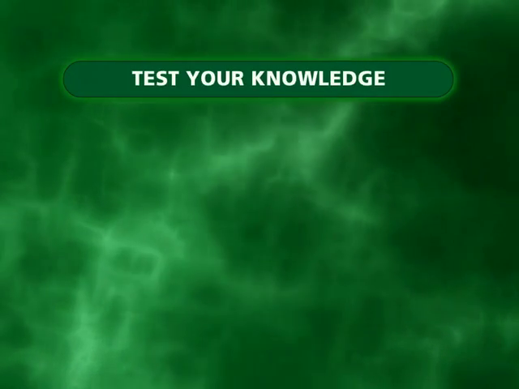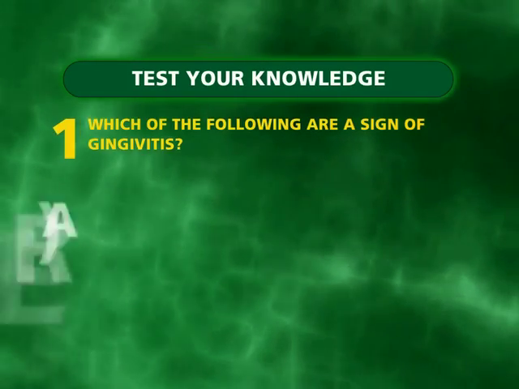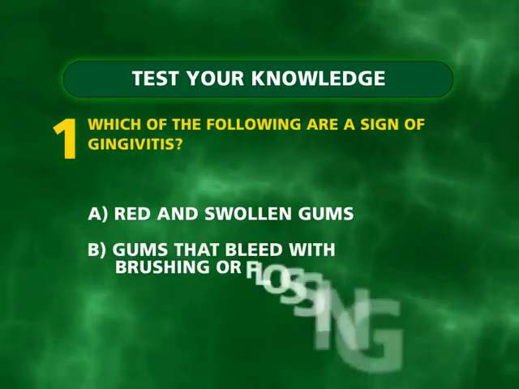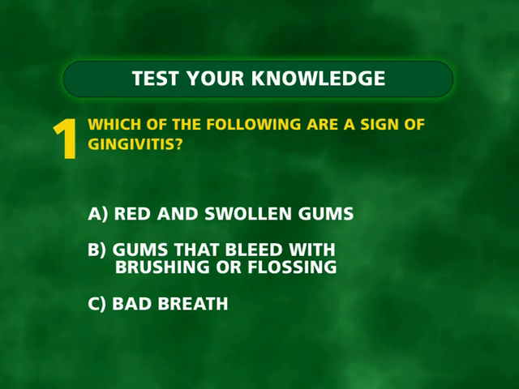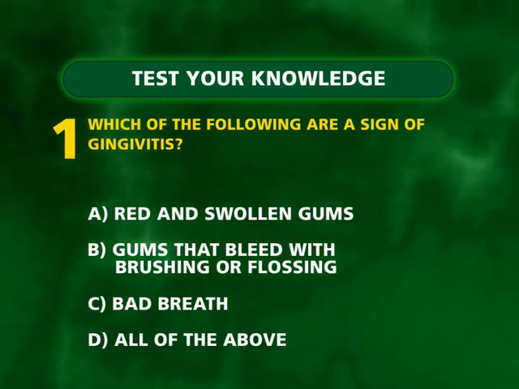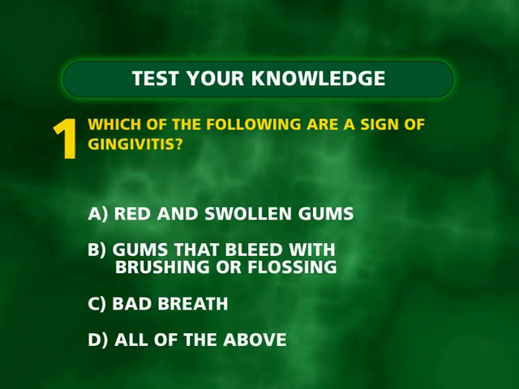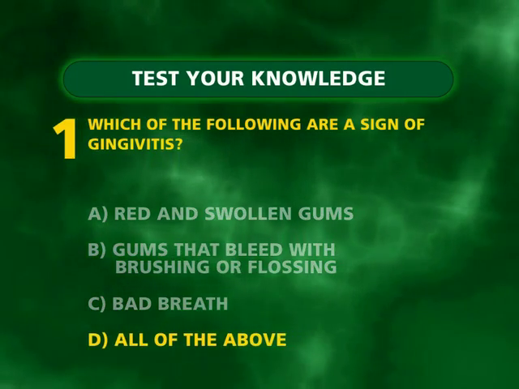Let's test your knowledge. Which of the following are a sign of gingivitis? A. Red and swollen gums. B. Gums that bleed with brushing or flossing. C. Bad breath. Or D. All of the above. The answer is D. Any of the above could be a sign of gingivitis.